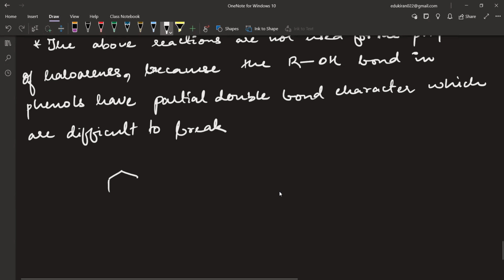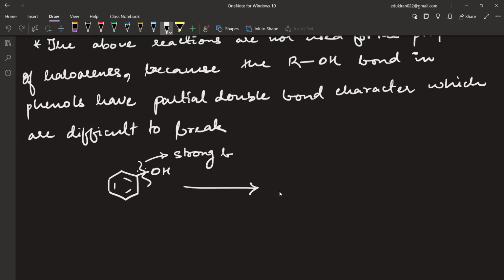So as you can see, when you have phenol, this bond here has a partial double bond character due to resonance. That is why breaking of this bond is difficult. This is a strong bond. And that is why whatever reagent you use to get haloarene in this case will not work, because this bond is strong and you have to break it in order to prepare a haloarene. But this bond cannot be broken. Is this clear? Yes or no, Ripat and Zayn? Yes.